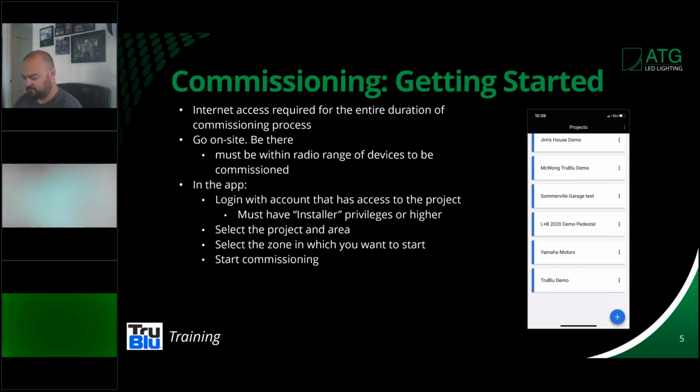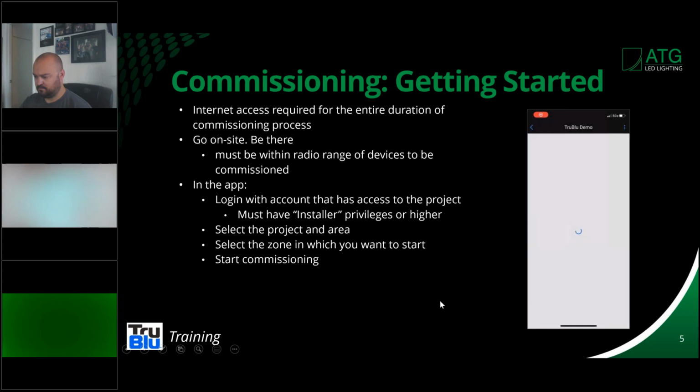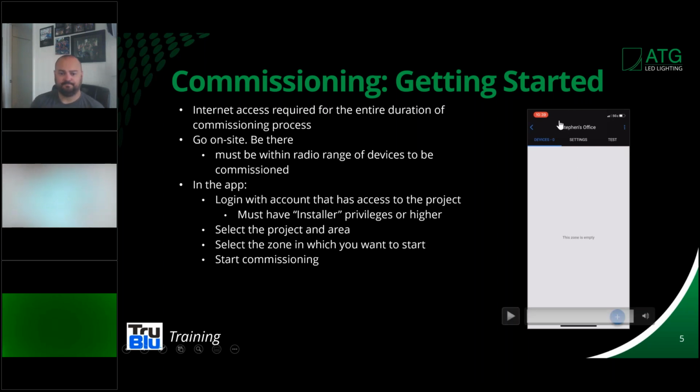Now, in the app, you're going to log in. Once you log in, you're going to see a list of all the projects that you have going on. So all you need to do is select the project that you're interested in, and then you're going to go into the project area and zone. And when you're in a zone, then you're going to commission it. So I'll run a little example here. We found the project that we're looking for. We found the zone that we're looking for, and now we are in that zone. So if you look at the top of this screen right here, you can see that we're in the zone called Stephen's office.